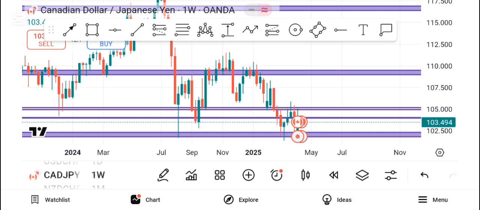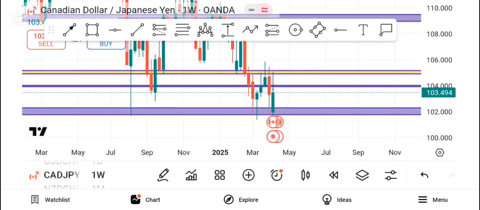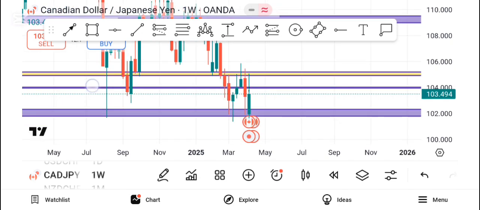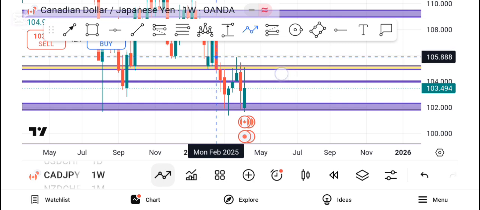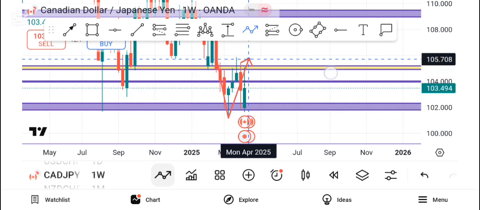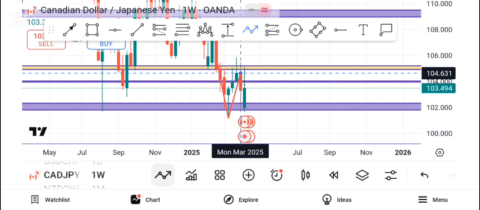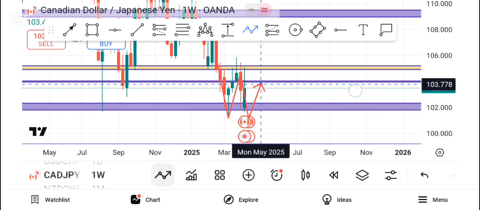Okay, this is the weekly time frame. On the weekly, what do we see? You can see a beautiful downtrend. Let's start from here. Lower low, lower high, equal lower low, and it went up here.